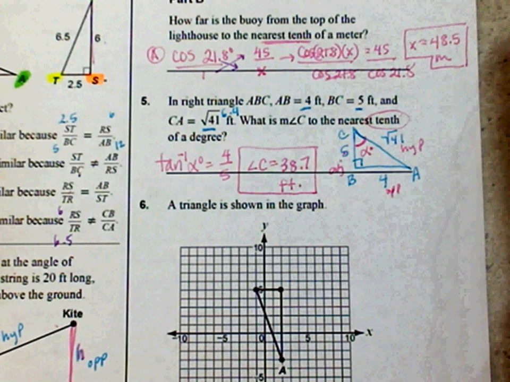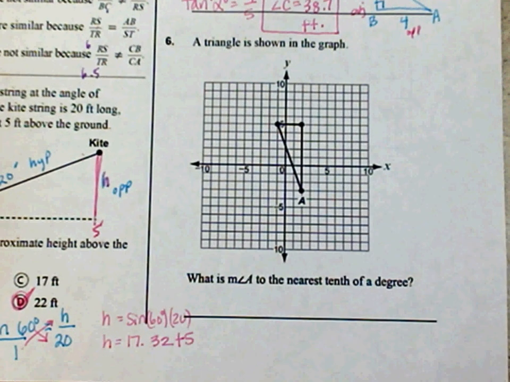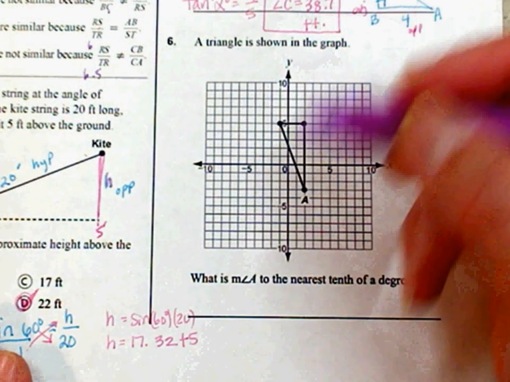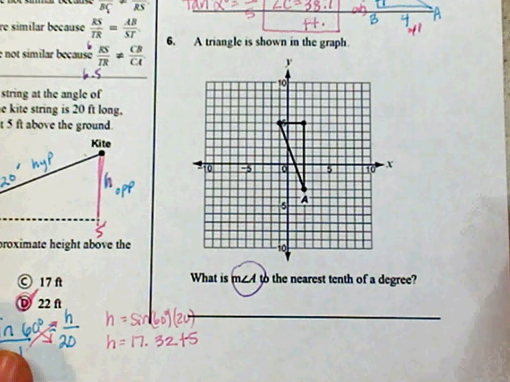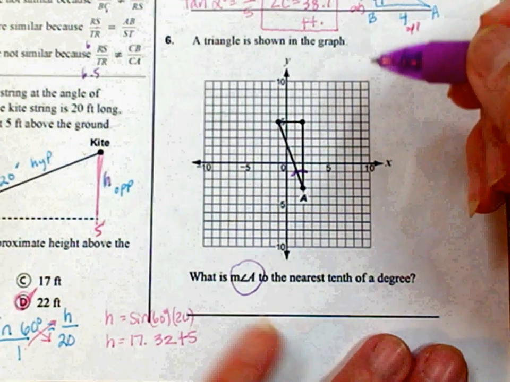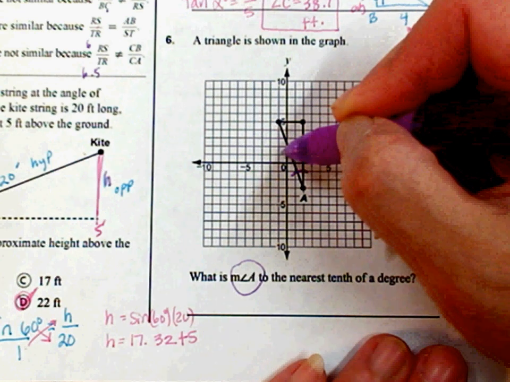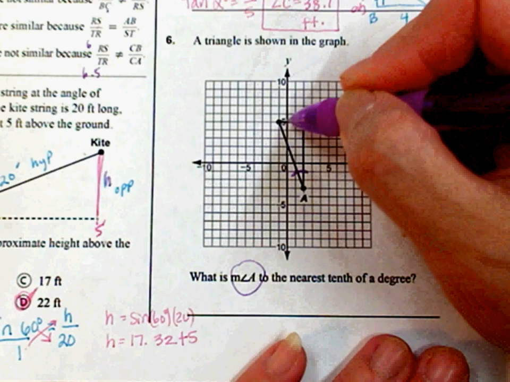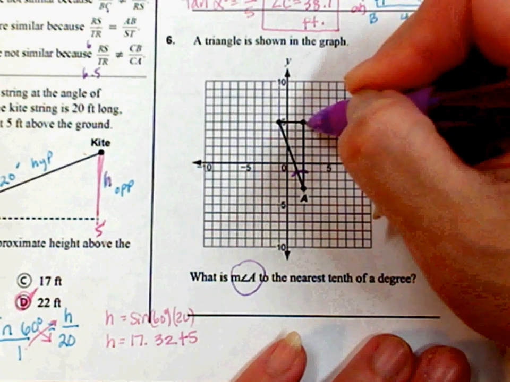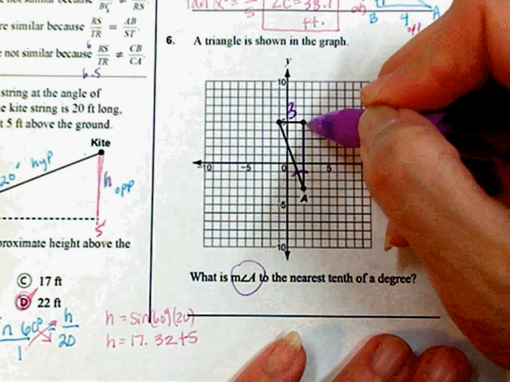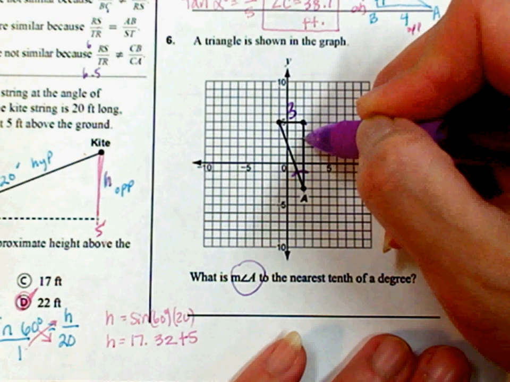Here we go. A triangle is shown in the graph. Well, let's see. Question says, what is the measure of angle A to the nearest tenth of a degree? Well, you can do it many ways. I would probably not use your hypotenuse because I actually have to use Pythagorean theorem. So I'm actually going to use my legs. So what is the length of this right here? 3. What is the length from A to right here? Let's see. 1, 2, 3, 4, 5, 6, 7, 8.